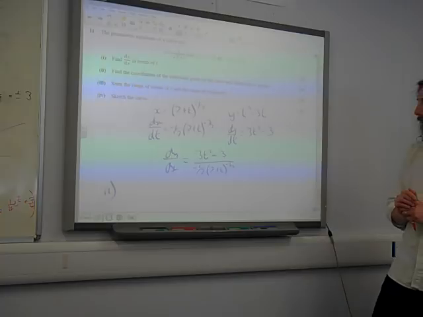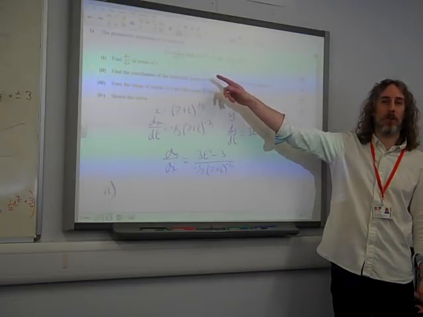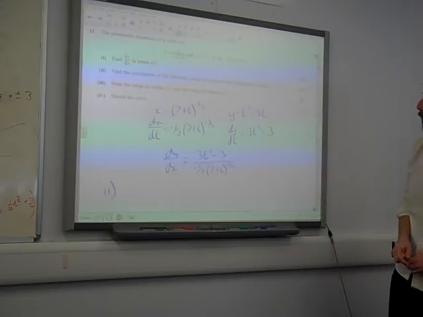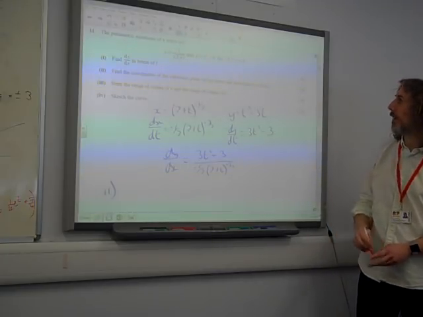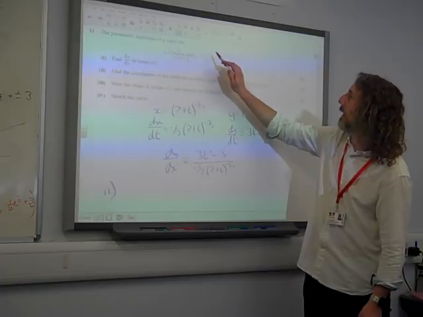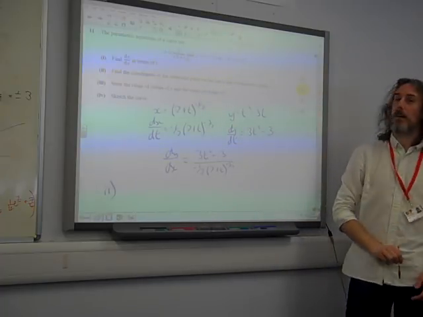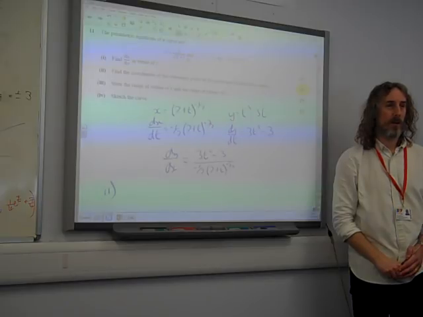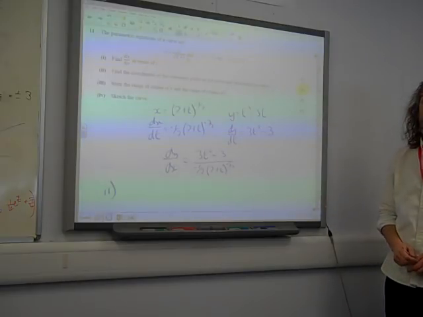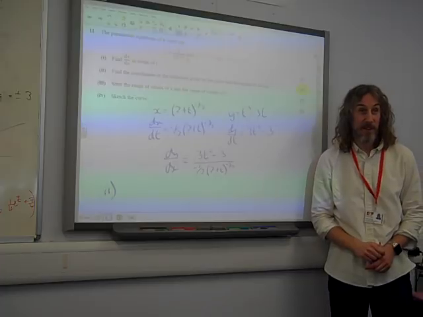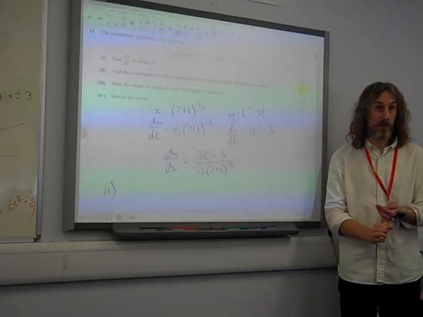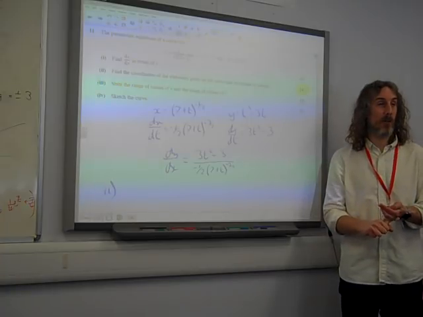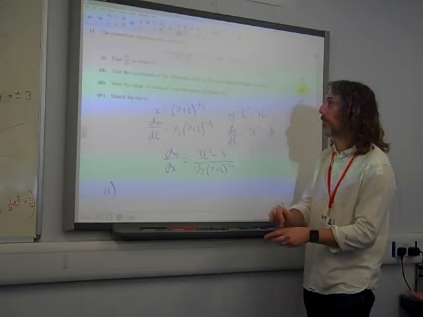Part 2. Now this one, this caused quite a kerfuffle in the maths office last summer. Find the coordinates of the stationary point on the curve and determine its nature. It is only 4 marks for doing this. And the first part of it is find the coordinates of the stationary point. That has got to be 2 marks. So determining its nature must be at most 2 marks. Let's think about that in a moment.